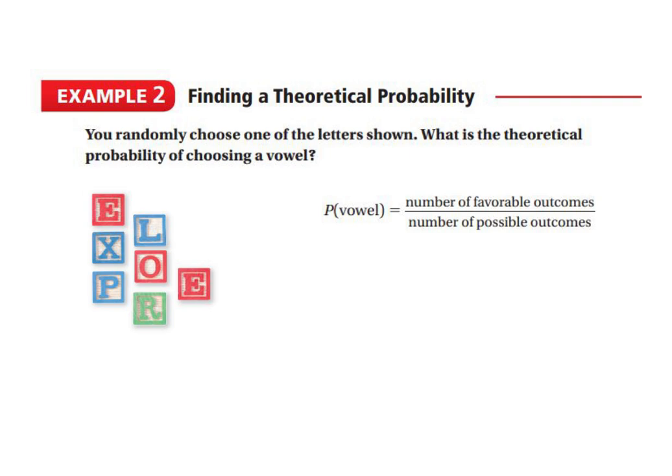So for example 2, let's find a theoretical probability. You randomly choose one of the letters shown. So what is the theoretical probability of choosing a vowel? So in this example, we have number of favorable outcomes, which would be choosing a vowel. Vowels are A, E, I, O, U. So we have E, E, and O. So that would be 3. Number of possible outcomes, there are 7. So 3 divided by 7 is 0.43, 43%, unlikely.